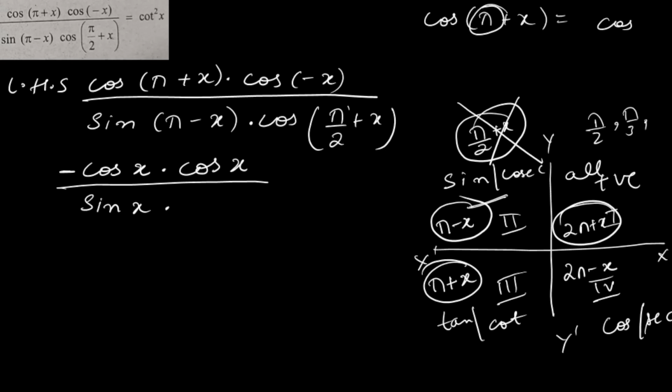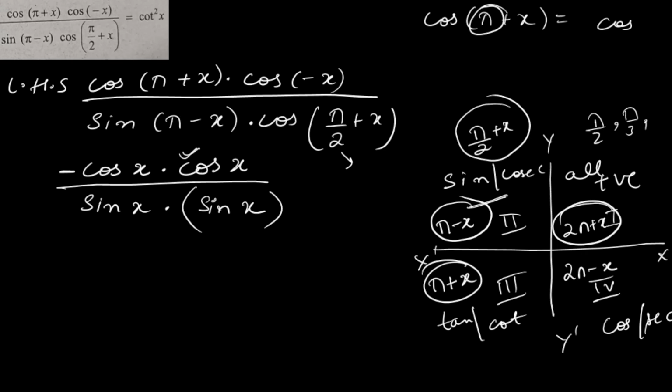Now cos(pi by 2 plus x). See here pi by 2 is there. If pi by 2 is there, it means the 90 degree function will change. Cos will change to sine now, sine x. But here it is pi by 2 plus x. In which quadrant is it? See here, I told you pi by 2 plus x is in the second quadrant. And in the second quadrant, cos, this function you have to see.